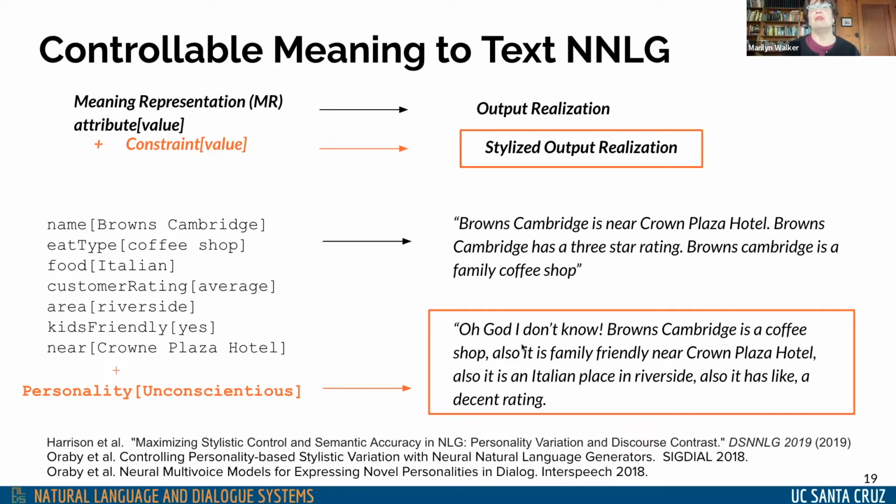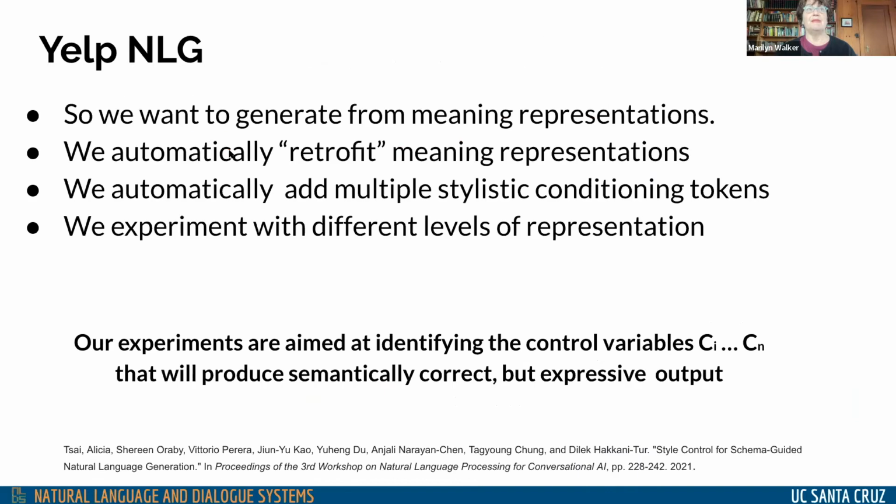And this is an example of some of the things that unconscientious personality people are supposed to do. Say things like, "Oh God, I don't know." They're supposed to produce really long sentences, use hedges. So that would be an example of this controllable meaning-to-text NLG by using these constraints, also called side conditions, token supervision. There's a bunch of different names for this.